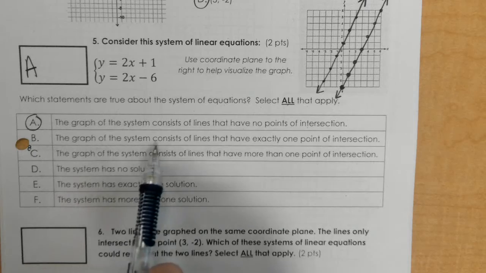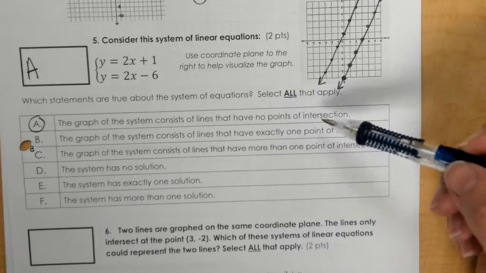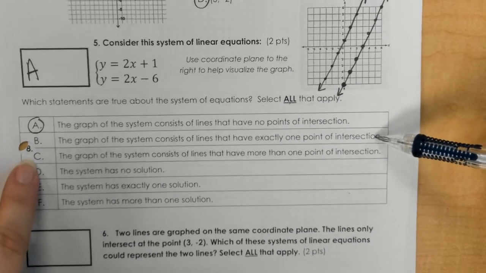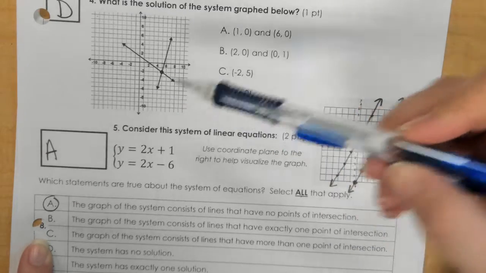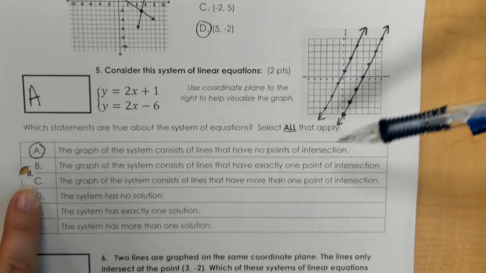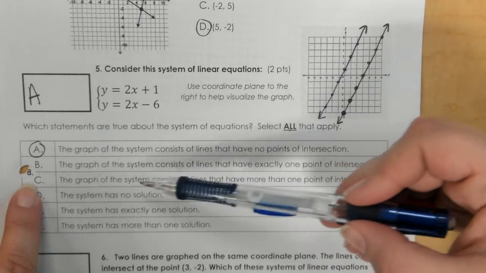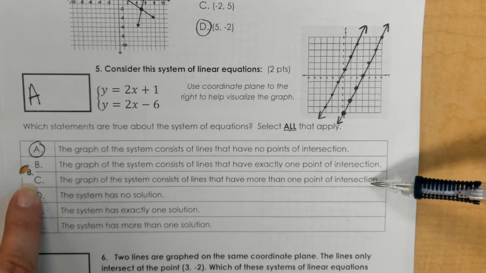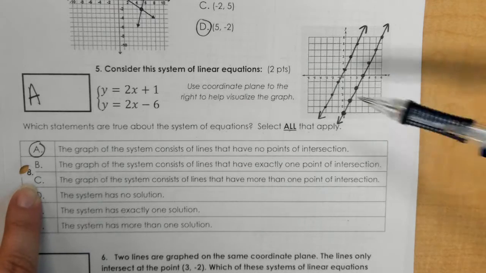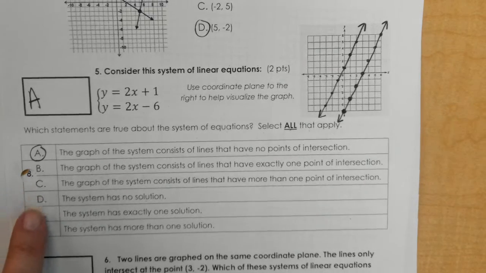The graph of the system consists of lines that have exactly one point of intersection. No, that's not true. If it was one point, it would look like this, like an X. It doesn't look like that. Letter C, the graph of the system consists of lines that have more than one point of intersection. No, they're two separate lines that do not meet.